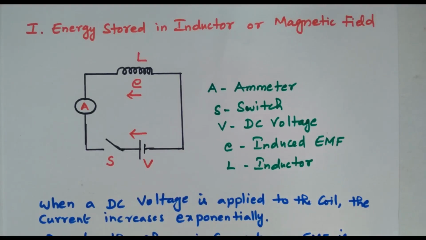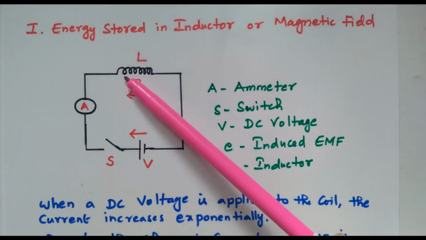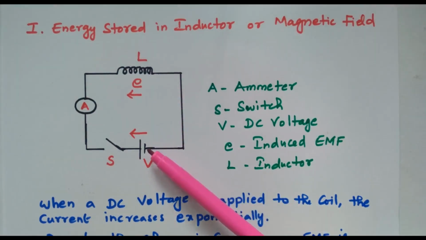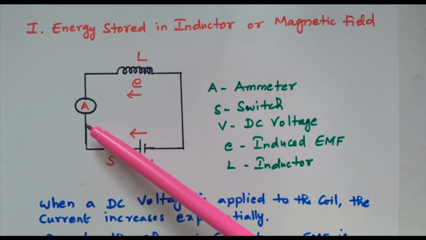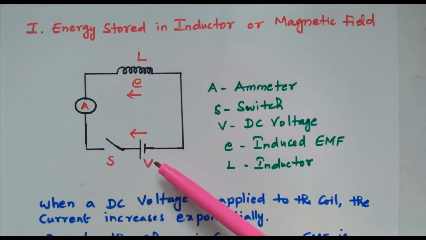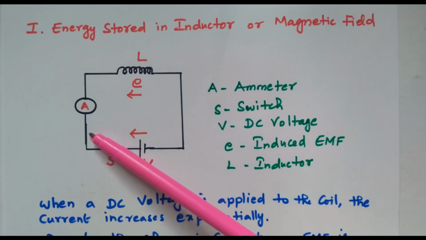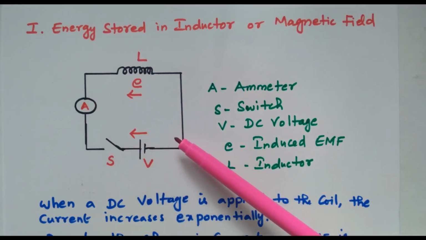Welcome viewers. In this video we'll see the energy stored in an inductor and the energy density of the inductor. First we'll see the energy stored in an inductor. Let us consider this inductor. It is connected with the DC supply through a switch and an ammeter. When the DC supply is given, the current will flow through the inductor.